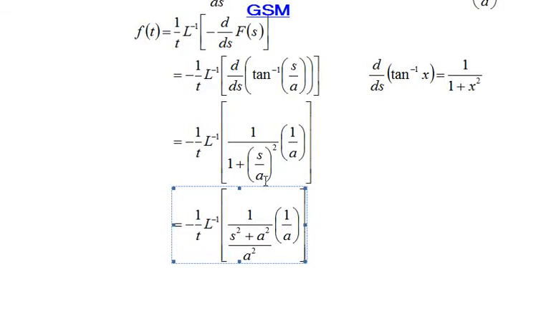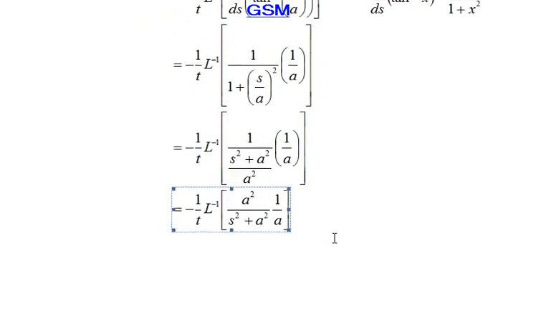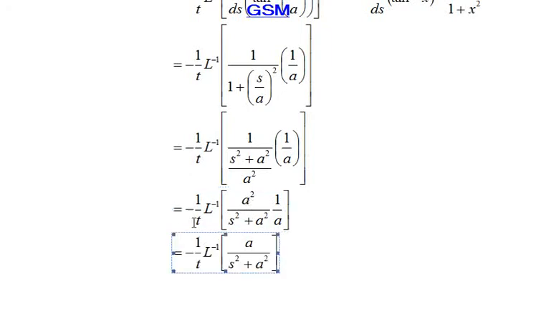Again we have to differentiate s by a. S becomes 1. The remaining 1 by a will be multiplied here. So the final expression is 1 by 1 plus (s by a) squared into 1 by a. And simplify this. So 1 plus s squared by a squared will come. Simplify this, that is a squared plus s squared. That is s squared plus a squared divided by a squared into 1 by a.